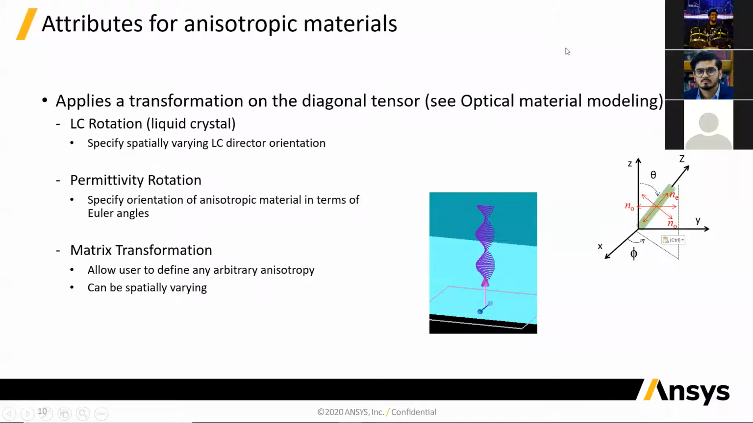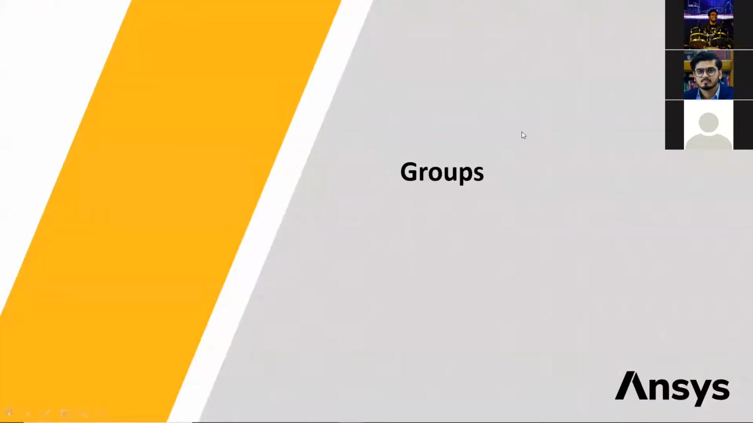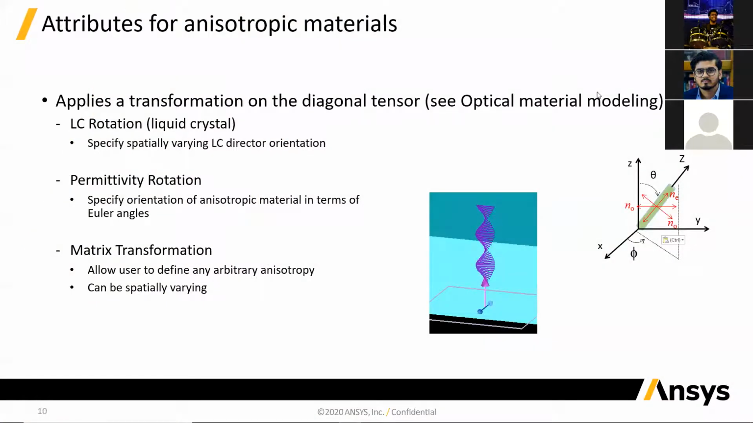So this is an example of anisotropic materials. As I mentioned, these are some examples for the liquid crystal rotation, permittivity rotation, and matrix transformation, the other three grid attributes. Here, I believe you can see how the dielectric tensors can rotate in space. And this allows you to model, say, effects of voltage on liquid crystals, and so on.